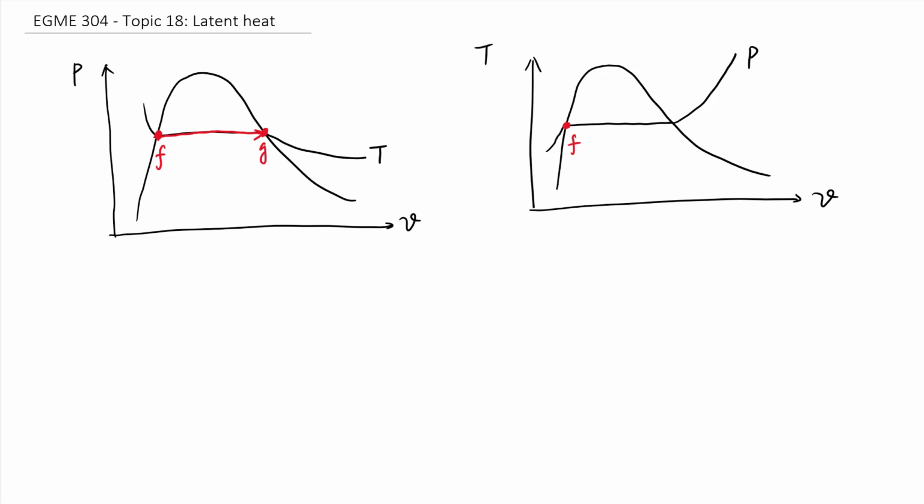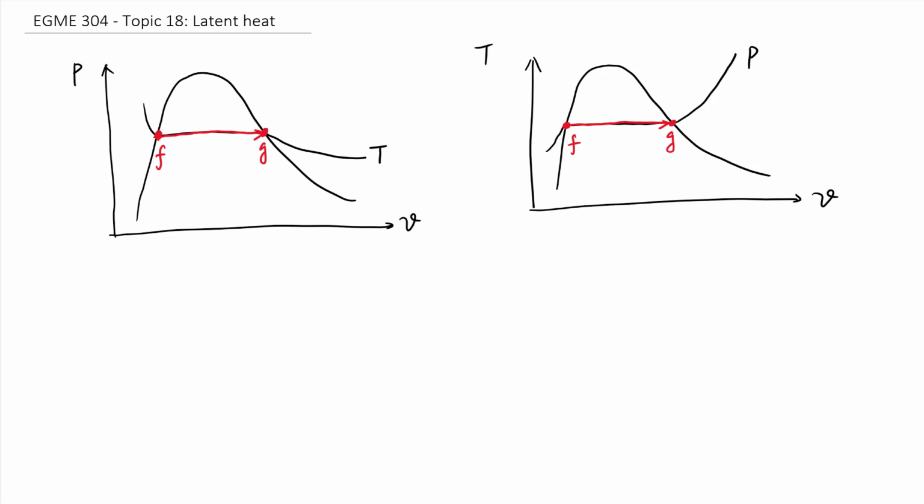Point F is the beginning of the boiling. Point G is the end of the boiling. And this process again is a straight line on our second T versus nu diagram. Okay, let's take a look. Point F is the start of the boiling. Point G is the end of the boiling.